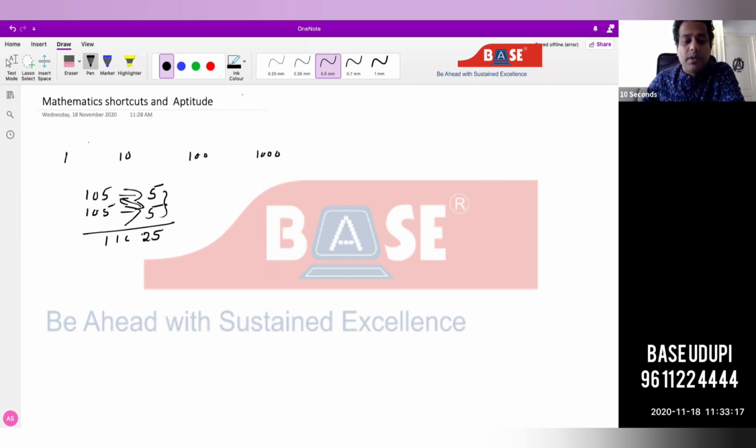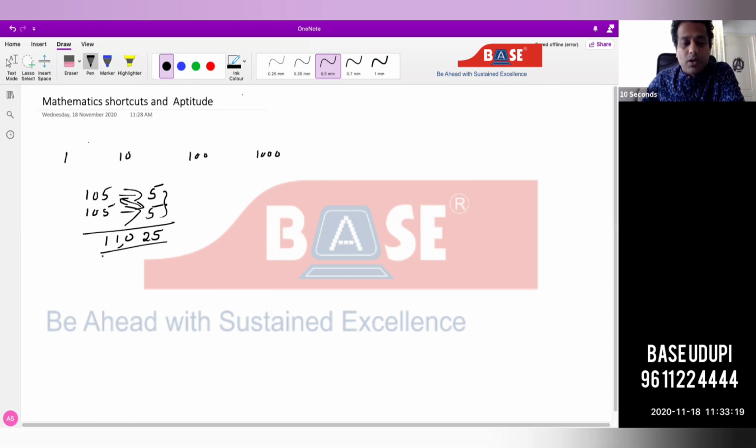So when you multiply 105 with 105, what you get is 11,025. I'll repeat. 105 is 5 more than 100. The other number 105 is also 5 more than 100. 5 into 5 is 25, you can see here. Then 105 plus 5, if you add it, you'll get 110.